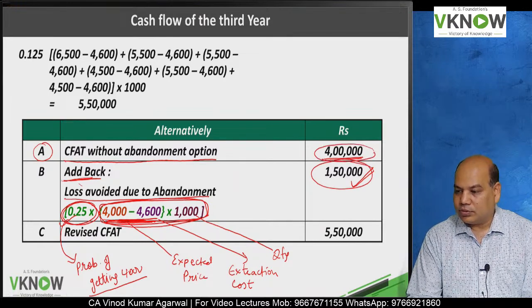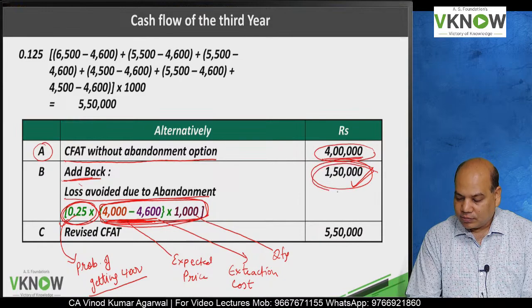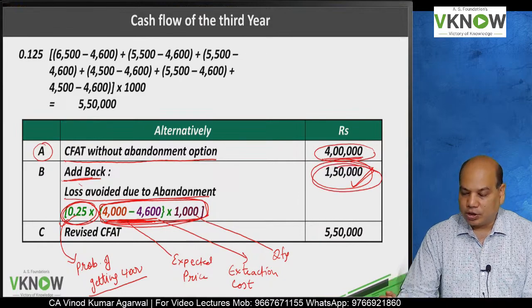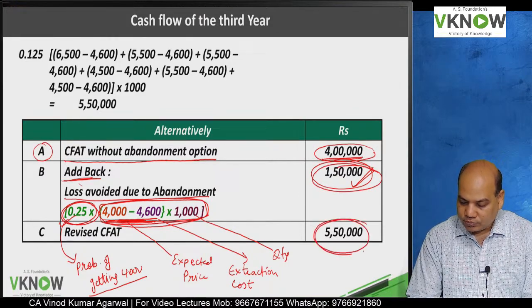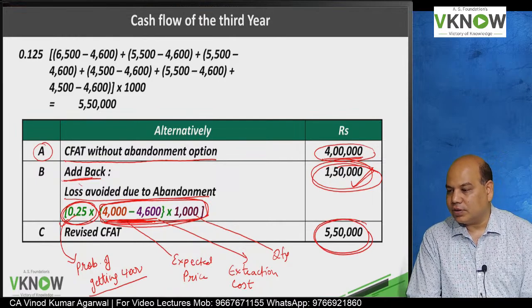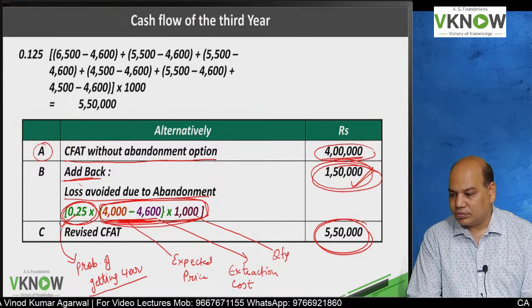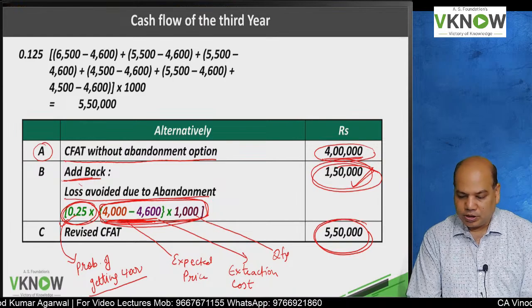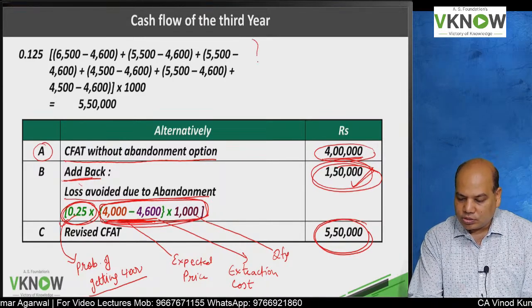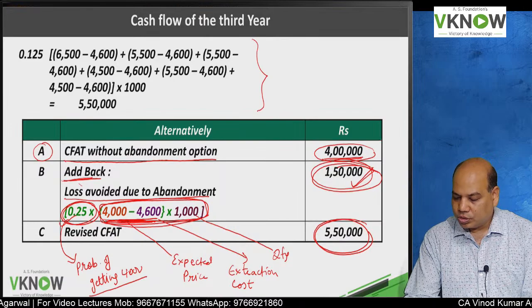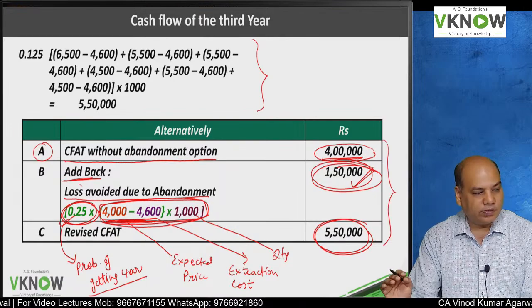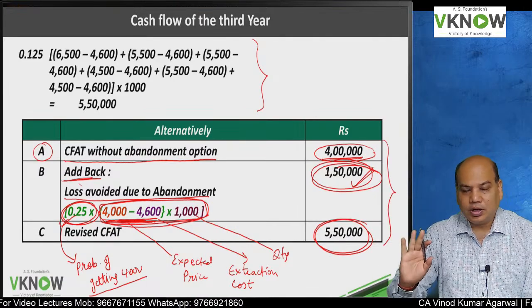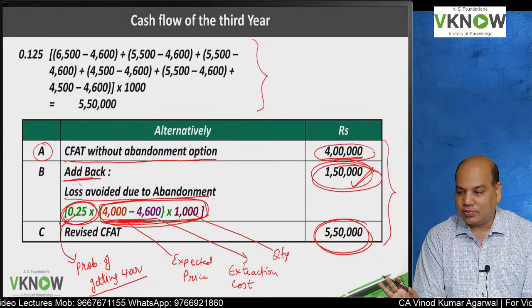4 lakh without abandonment, 1,50,000 loss avoided. Therefore, your revised CFAT is 5,50,000. So either you can solve like this or you can solve like this. I have given you both methods of presentation. Any one can be followed in the exam.